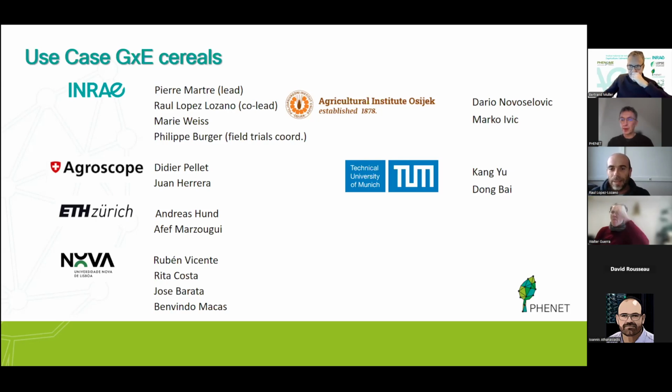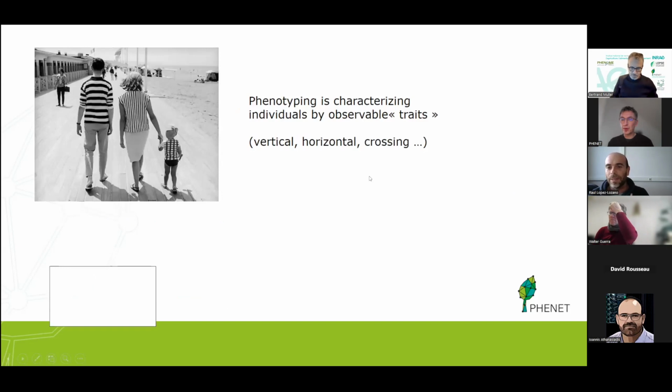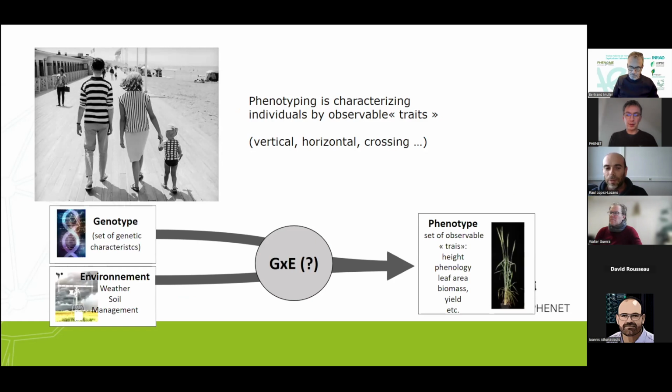As you know, phenotyping is characterizing individuals by observable traits. So measuring a phenotype is the goal of phenotyping, and the phenotype is the consequence of the interactions between genotype and environment. So if we can phenotype many genotypes in many environments, we can try to describe these interactions and predict the phenotype from a genotype and a given environment.